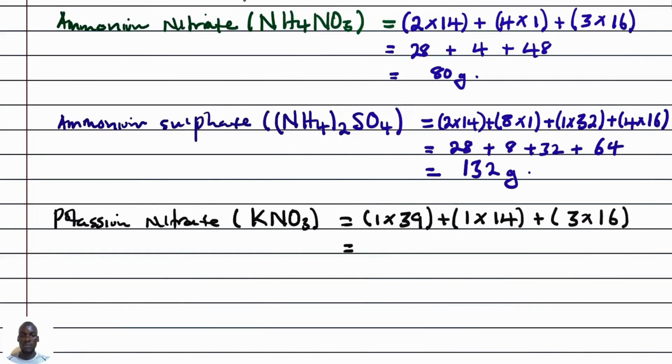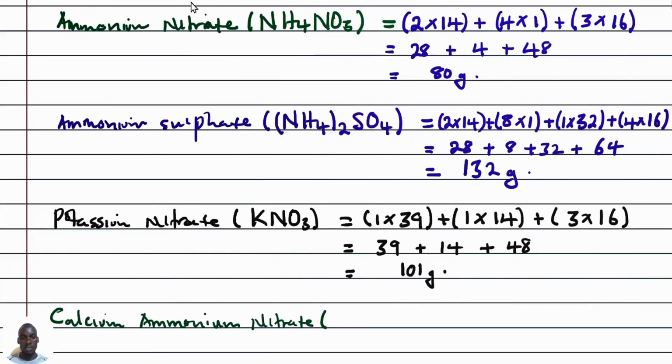So as I simplify, this is 39 plus 14 plus 48. When I sum all this together, I'm getting 101 grams. So this becomes the molecular mass of our potassium nitrate fertilizer. We can now go to calcium ammonium nitrate, which we always abbreviate as CAN, and it has a formula of this.